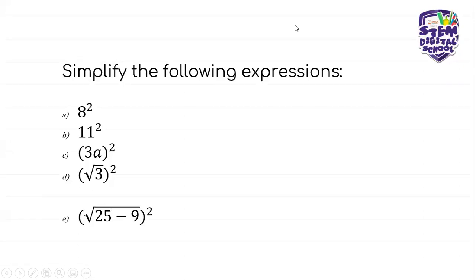And then, of course, the other one will be the last one, where you had to subtract 9 from 25 in order to get 16. Then the square root of 16, we said it's 4, and then 4 squared is 16, back to 16. So basically, those are some of the lessons that I want us to look at.